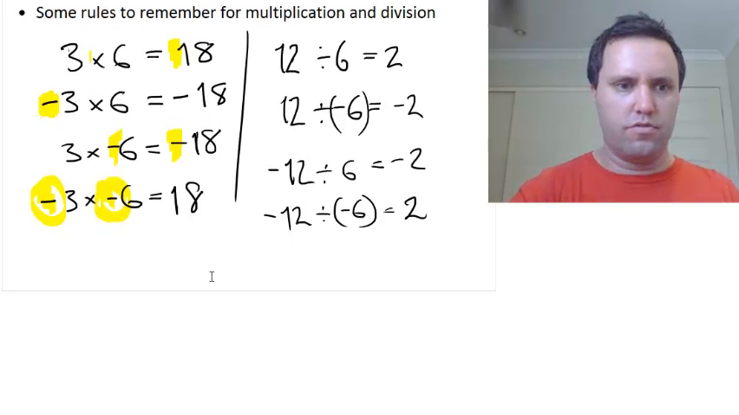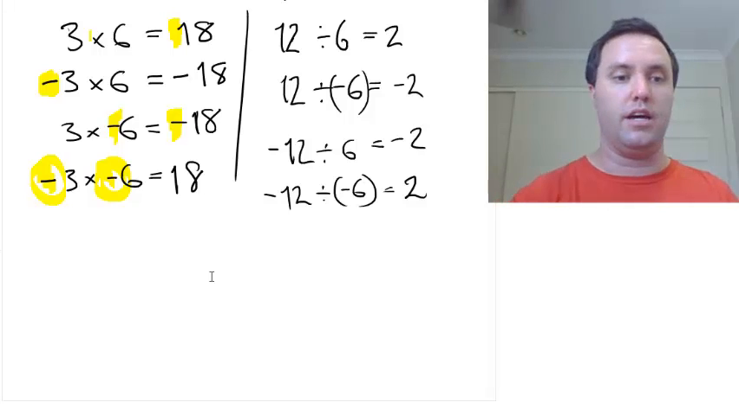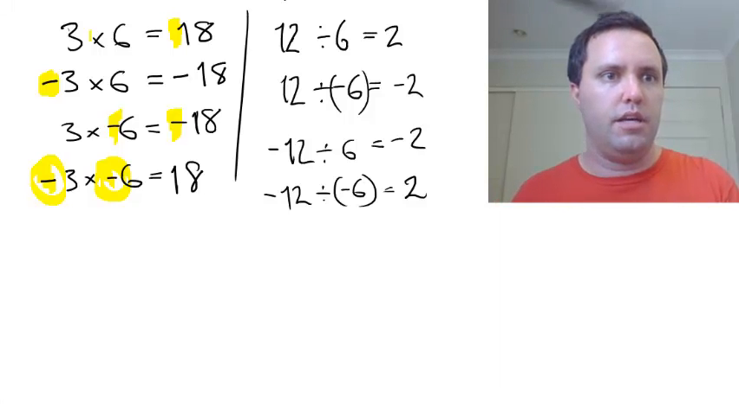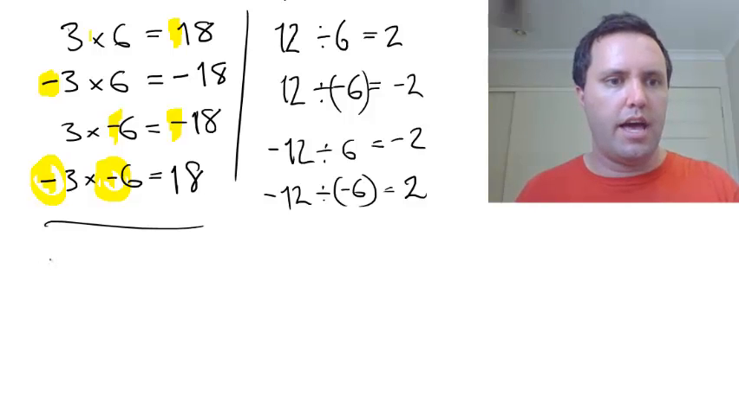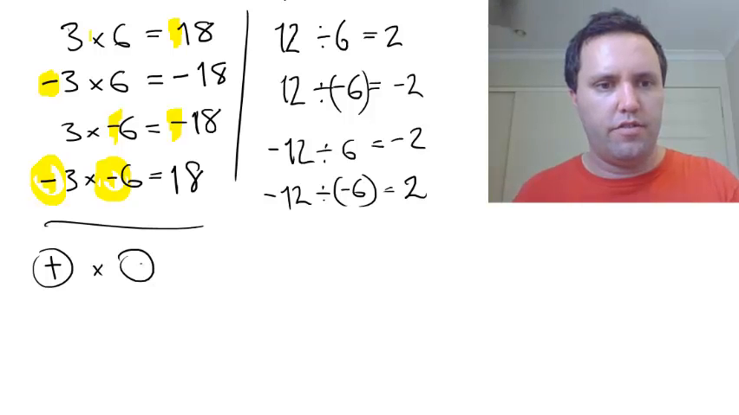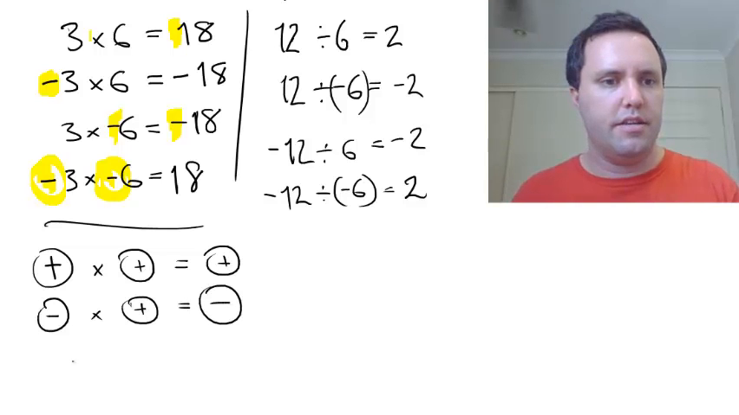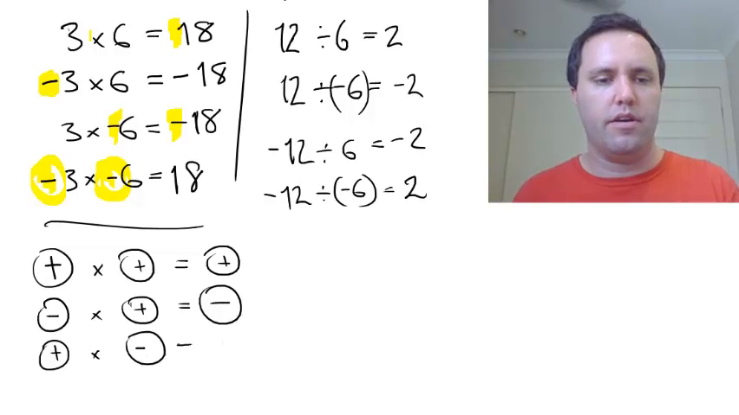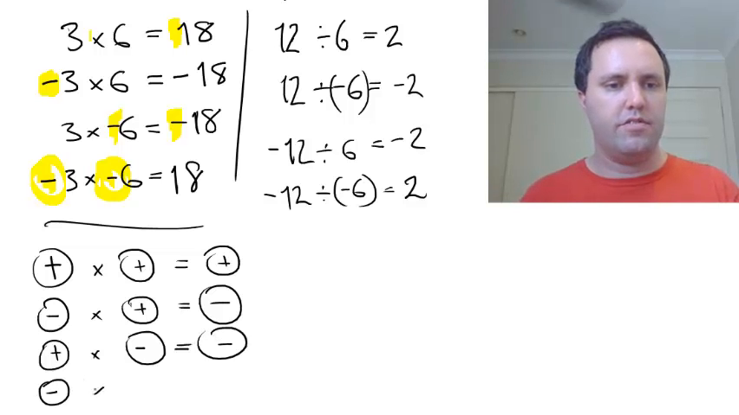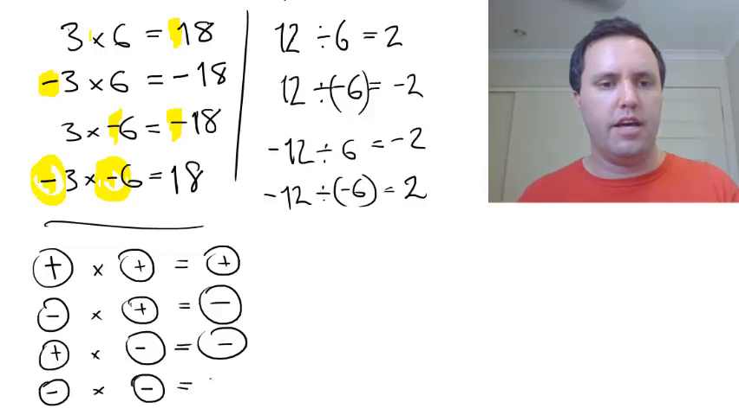Now, I'll just write out these rules for you here. If we have a positive times a positive, we're going to end up with a positive answer. If we have a negative times a positive, we're going to have a negative answer. If we have a positive times a negative, we're going to have a negative answer. And if we have a negative times a negative, we're going to have a positive answer.